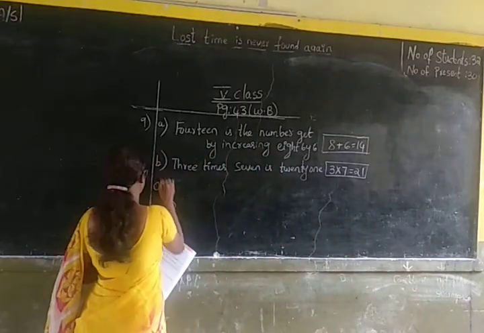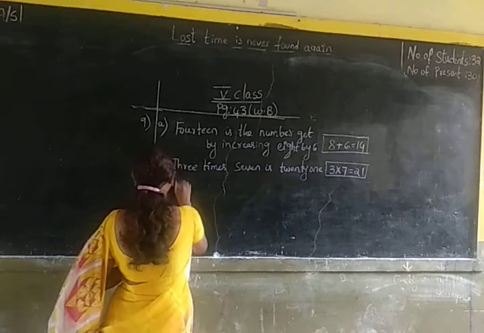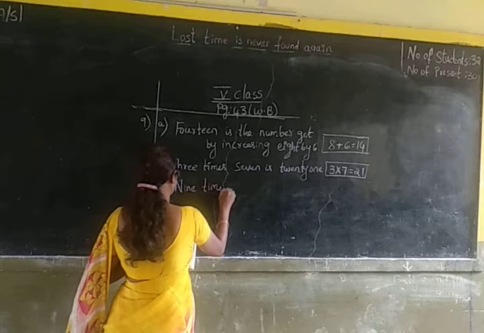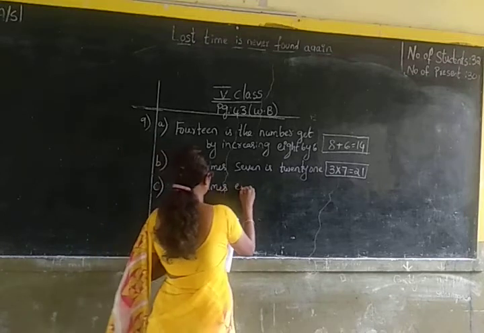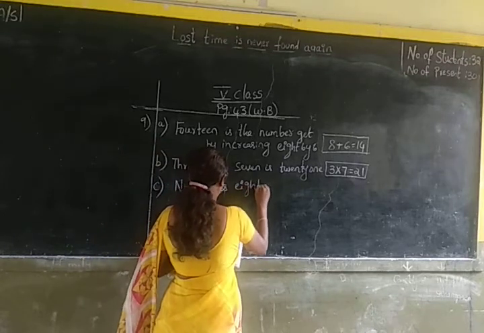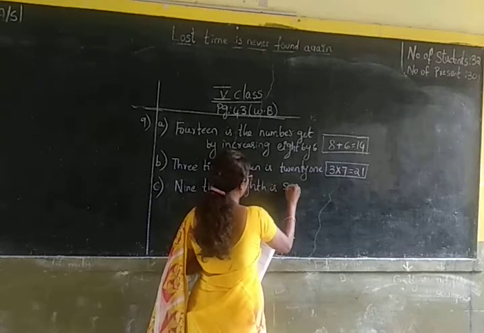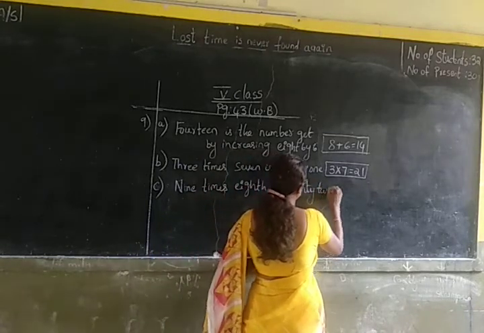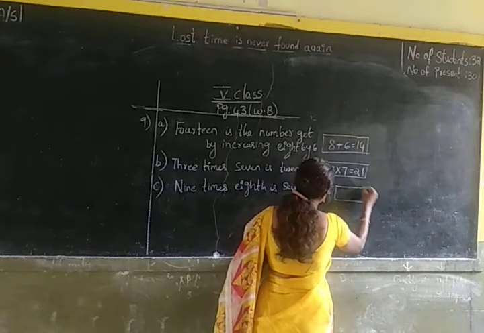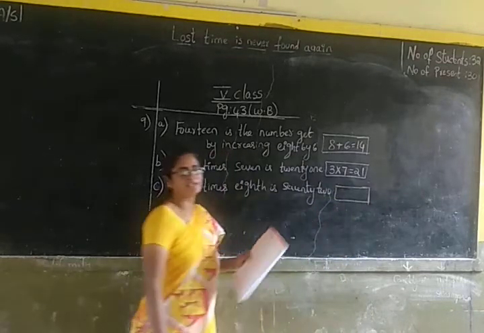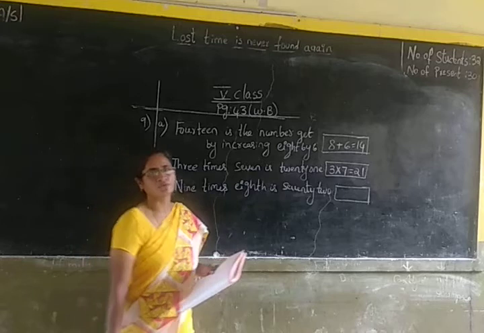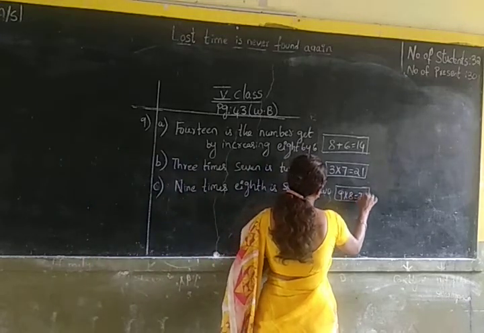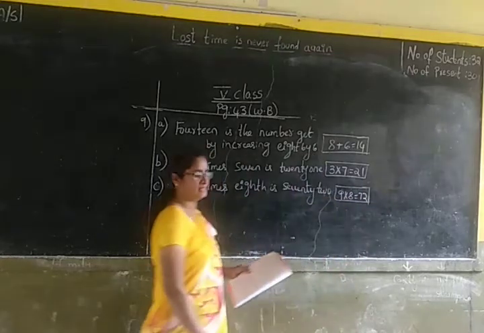Okay children, let us do the C sum. 9 times 8 is 72. Here times means you have to do multiplication. So 9 times 8 is 72.